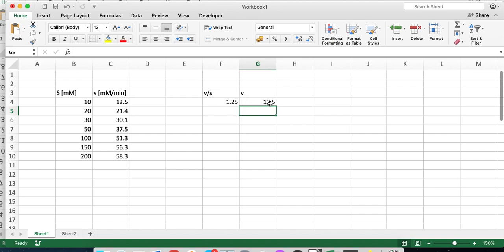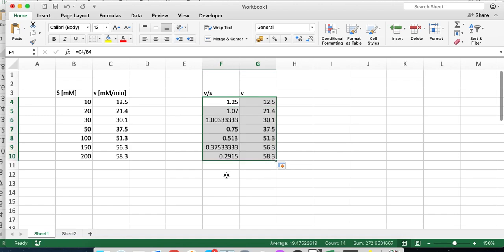And instead of typing the same thing all the time, what I do is I just simply highlight both cells. And then when you look here at the cursor, you see this white cross. But if you pull it over there to the right-hand bottom corner, it changes into a black hairline. And if you see that here, you just keep your left mouse button pressed and you drag it down until you have all the data together, and you see Excel does the calculation automatically for you. Now, these are our Eadie-Hofstee data.